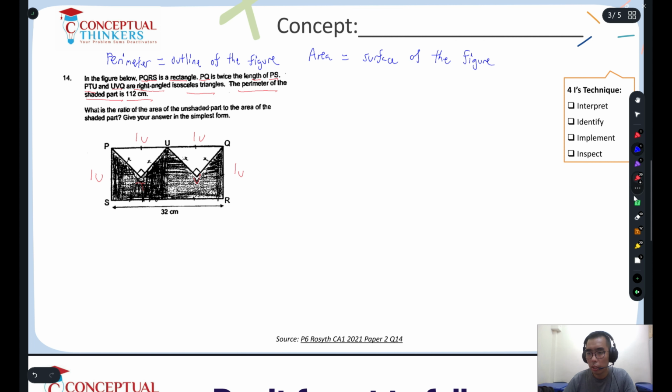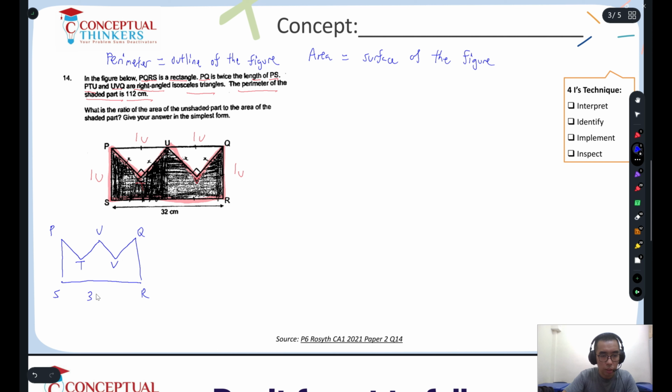Okay, so let me just highlight the outline of the shaded part. So this will be the outline, here, here. So this will be the outline. If I want to draw out the shape, it will look like this. So this is the outline of the shape. Now this is P, this is T, this is U, this is V, and this is Q. This is R, this is S.